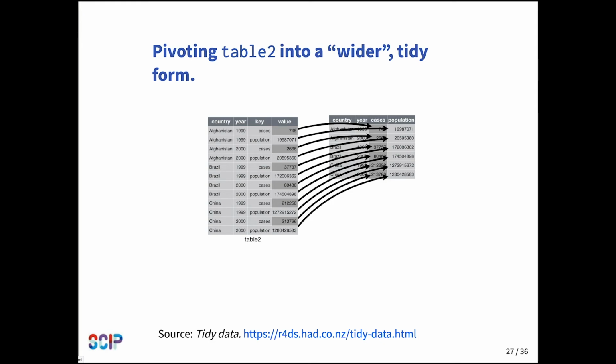So pivot longer makes wide tables narrower and longer. Pivot wider makes long tables shorter and wider, as we can see there.